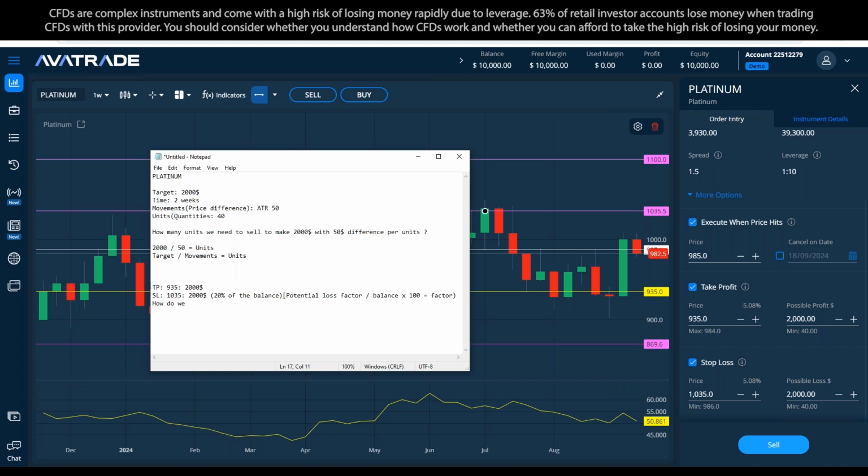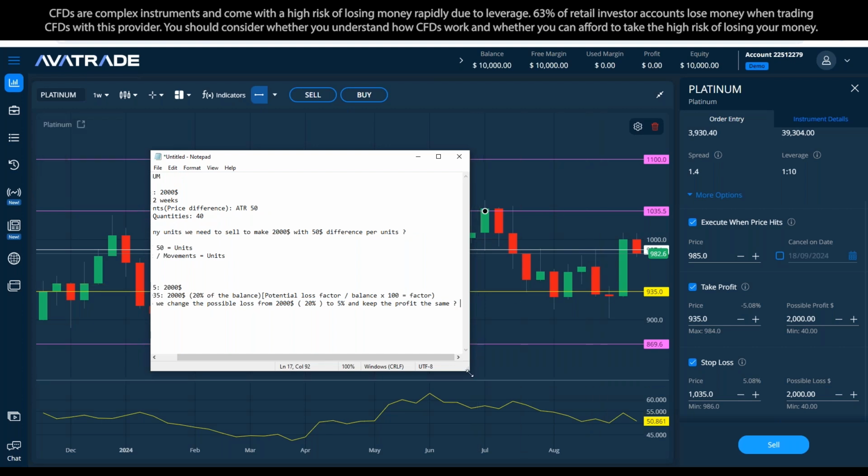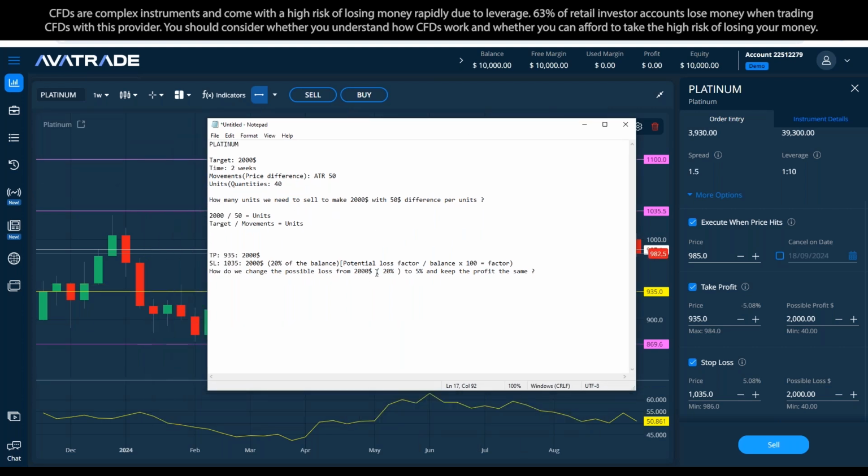How do we change the possible loss from 2,000, again 20%, to let's say 5%, okay, and keep the profit the same? Anybody has any idea how we can make that?